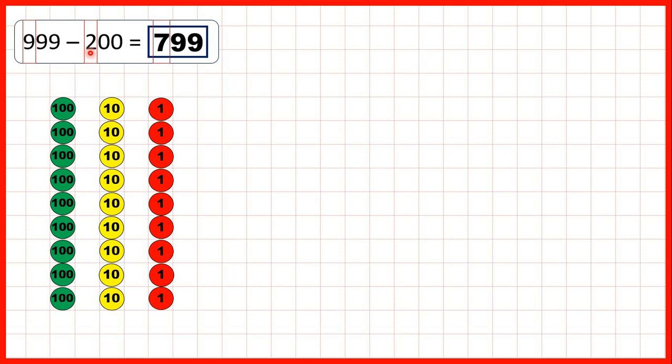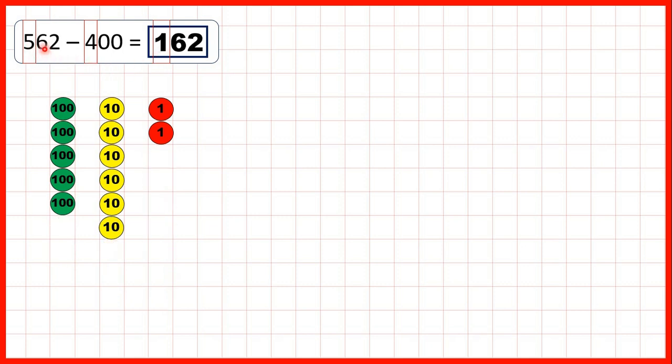We can also show the subtraction using place value counters. So if we're subtracting a multiple of 100, we're only taking away 100 counters. If we take away 2, that leaves us with 7 as our hundreds digit. Here we have 562. But if we take away 4 of our hundreds counters, that leaves us with just 1 hundreds counter. And of course, our tens and ones counters, our tens and ones digits, have stayed the same.